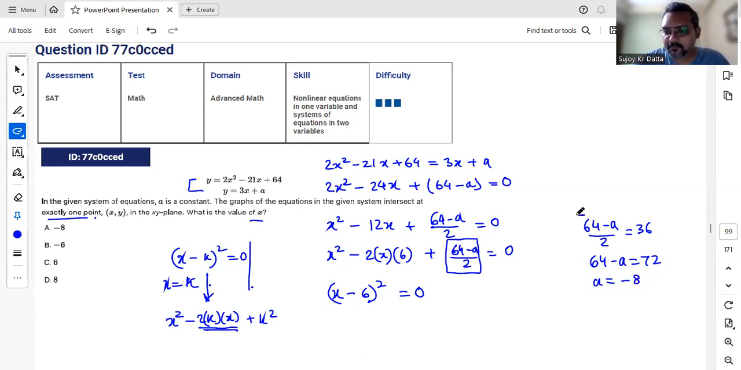Okay, but that is not what I want. I just need the value of x. I already know that it has to be x minus 6 whole square, so x must be 6. So that is my answer. They have given you an option which has a minus 8, so that is the a value. Okay, be careful. They are not asking you for a, they're asking you for x. All right, let's go to the next question.